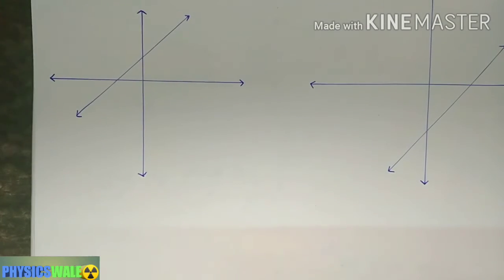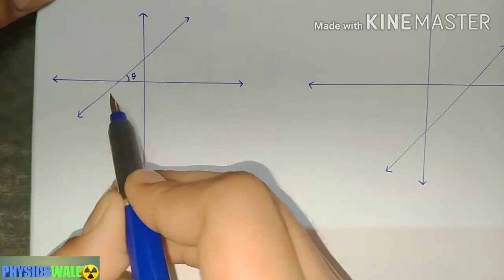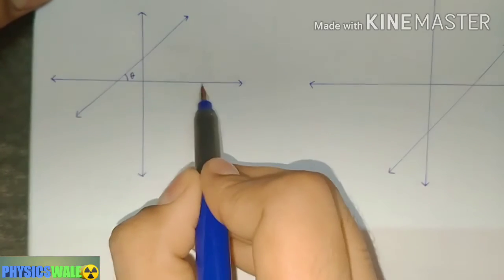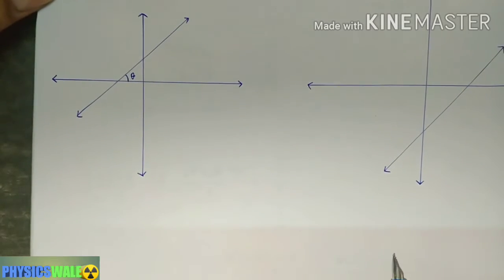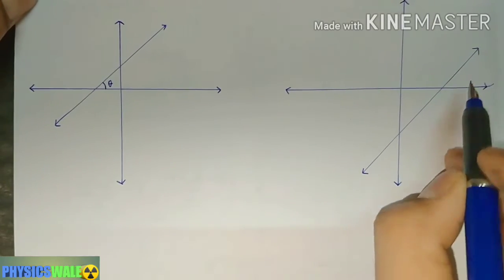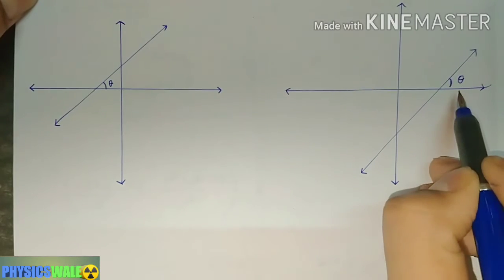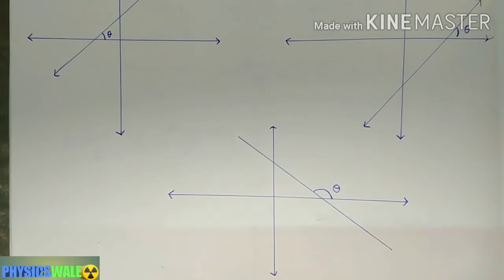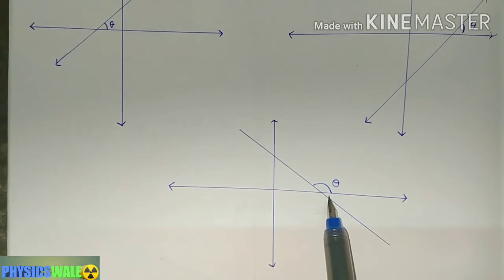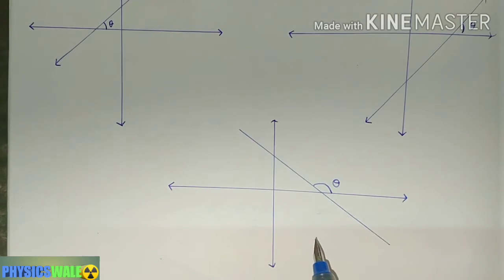Now look at this figure. We can see that this line makes an acute angle with the x-axis. So the slope of this line is positive. Also look at this line. This line is also making an acute angle with the x-axis. So the slope of this line is also positive. This line is making an obtuse angle with the x-axis. So this line has a negative slope.